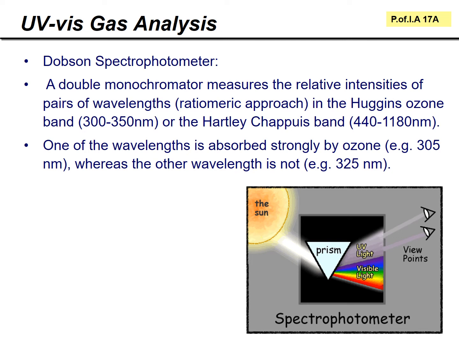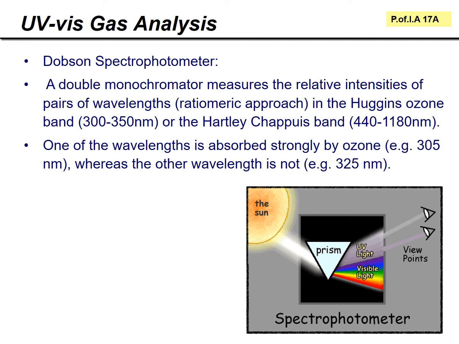So the Weather Bureau uses a Dobson spectrophotometer. 70 years old, and it works just fine. It's got a really high precision double monochromator, and it measures relative intensities of pairs of wavelengths. So it gets extra sensitivity by taking a ratiometric approach.